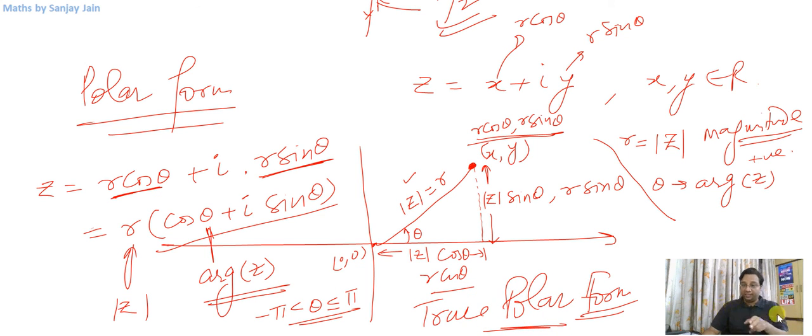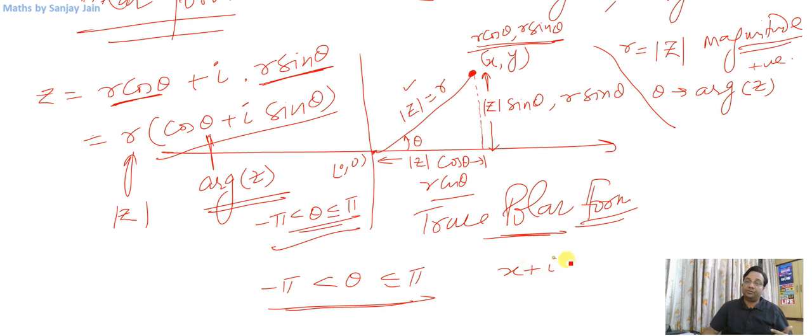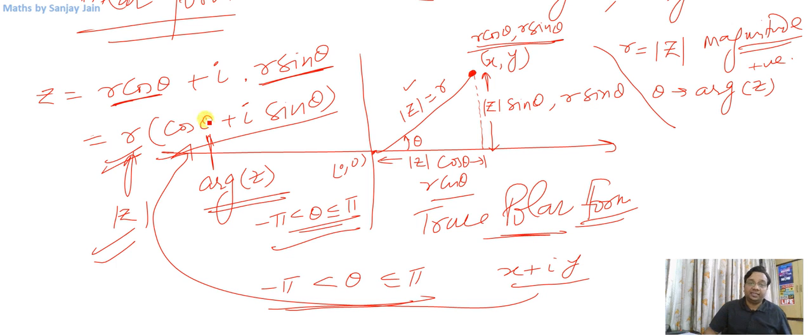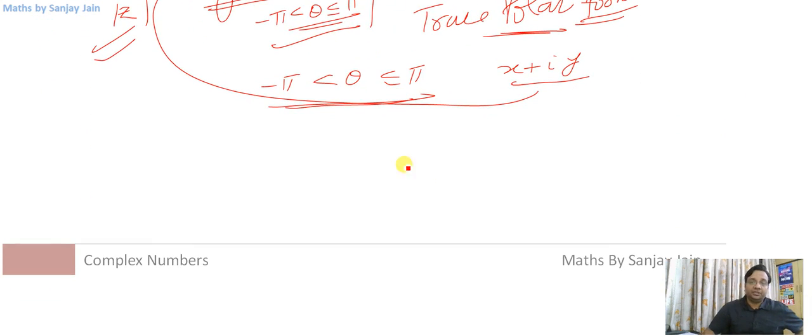So in this chapter we will be writing in true polar form. We will be looking for the value of theta between pi and minus pi, and we'll write the complex numbers that are written in x plus iota y form in this form, where r will be my magnitude and theta will be the principal value of the argument. Okay, so let us solve some of the questions. For example, let me give you a glimpse, then we will move to the question.